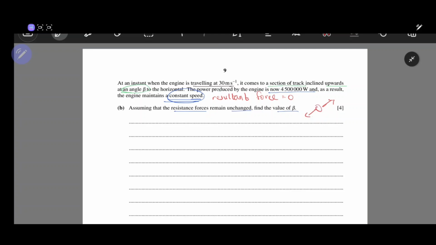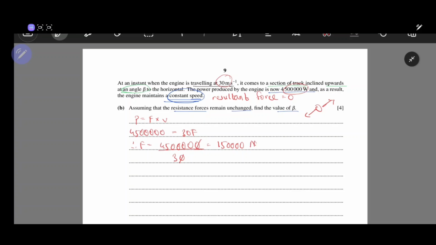The information given to us is the speed and the power. So power is equal to force times the speed. So we can already use that to find the driving force. So let's find that. 4.5 million is equal to 30F. Therefore, F is equal to 150,000. Just to be sure. Yes, so the driving force is 150,000.